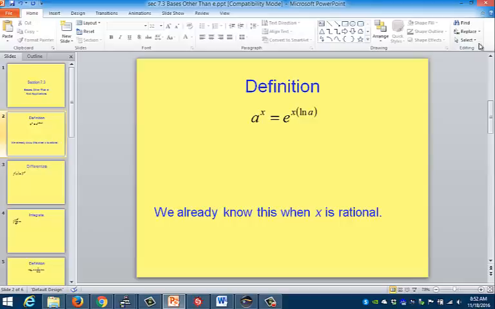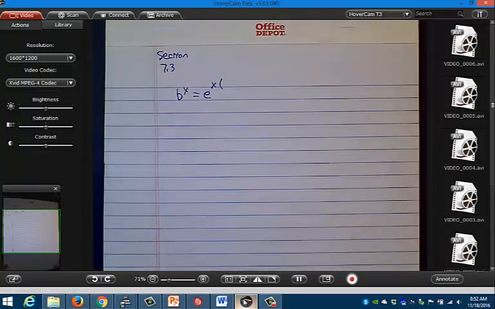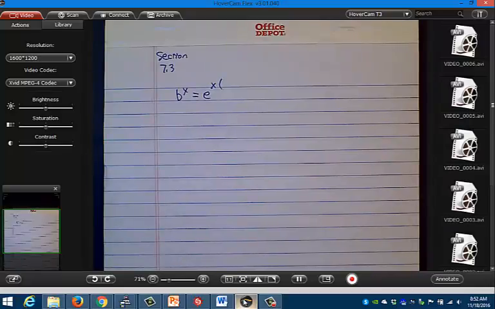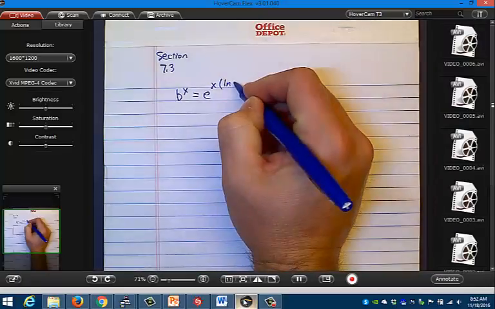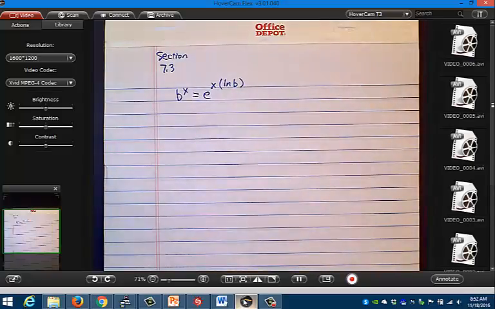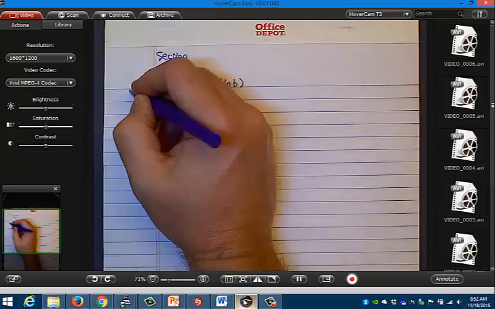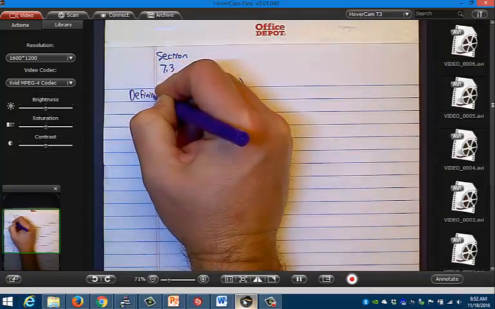So when I write, and this is section 7.3, when I write b to the x power, what that means is e to the x power times the natural log of b. Okay? And the book says that this is a definition. And why are they saying that?